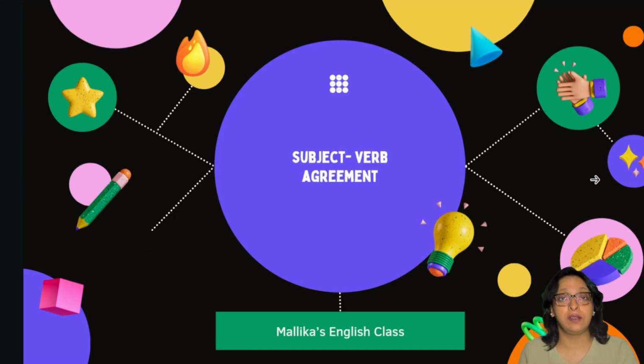Today we are going to learn a very important topic, which is subject-verb agreement. This topic is very important for students from class 6 to class 12. Even if you are appearing for competitive exams, or you're just an adult who wants to communicate well in English, you need to know this. You need to have the basics right. So let us learn what subject-verb agreement is, and all the nuances of this topic. Okay, so let's dive in.